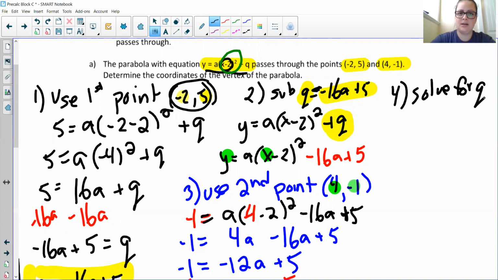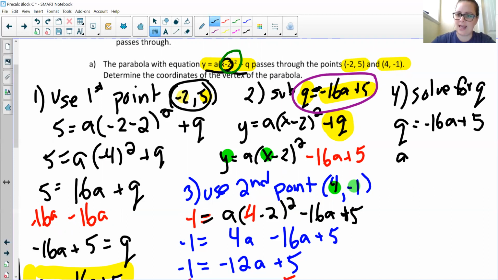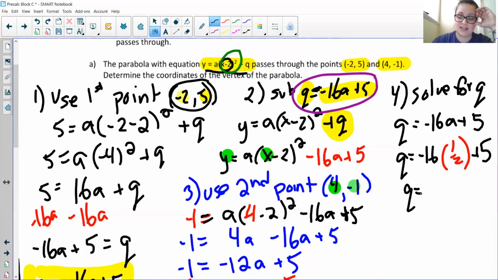And conveniently, I already have an equation that's isolated for q. Q equals negative 16a plus 5. I'm going to substitute my newfound value for a, which is positive 1/2, and solve for q. So negative 16 times 1/2 is the same thing as multiplying 16 by 0.5 or dividing it by 2. It's negative 8. So q is going to equal negative 3.